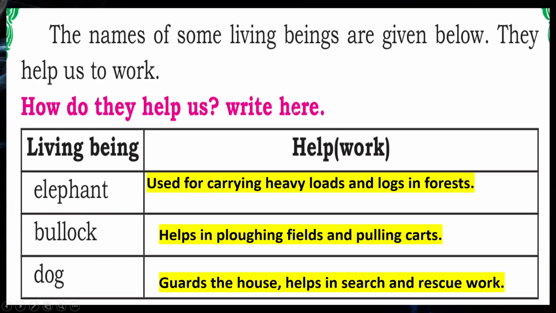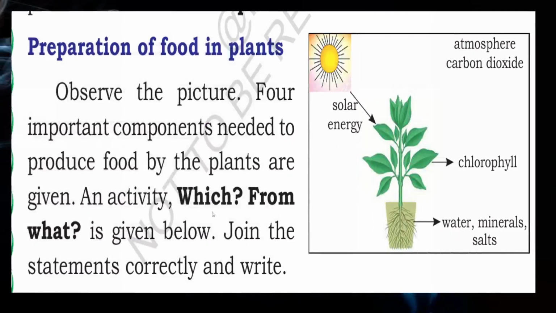The names of some living beings are given below. They help us to work. How do they help us? Right here, living beings help or they work. Elephant, used for carrying heavy loads and logs in the forest. Bullock, helps in ploughing fields and pulling carts. Dog, guards the house, helps in search and rescue work.